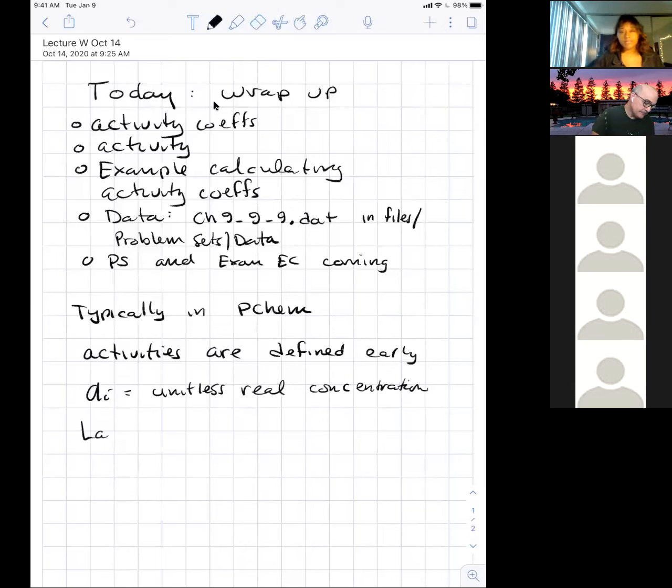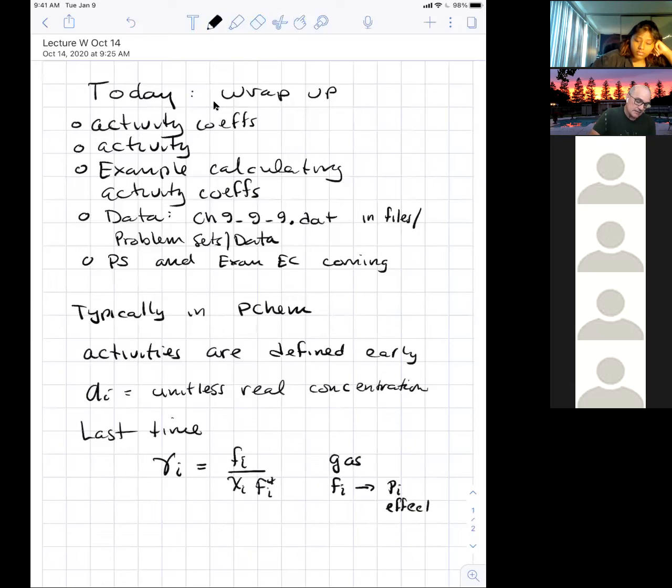Last time, the important takeaway was that the activity coefficient, which we've been spending a lot of time talking about, is the fugacity over the mole fraction times the pure reference fugacity. So this is for a gas, and remember, very often we think of the fugacity as an effective partial pressure.